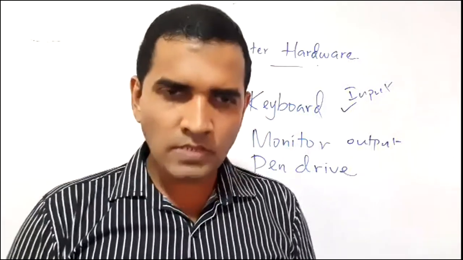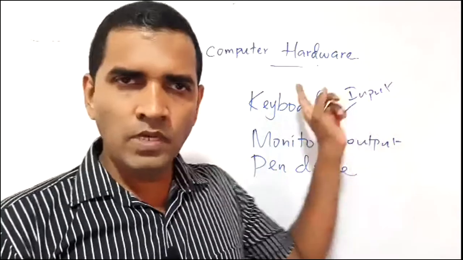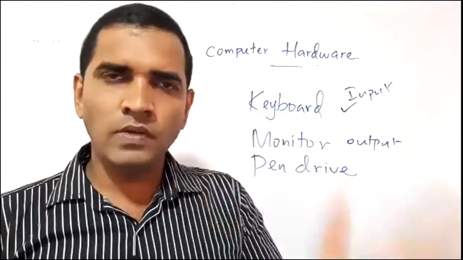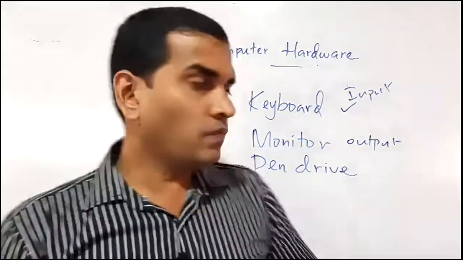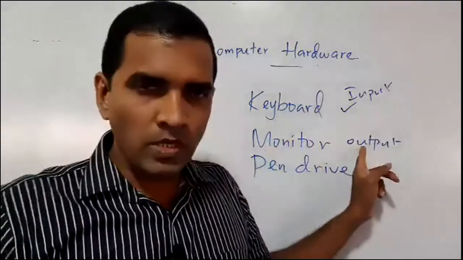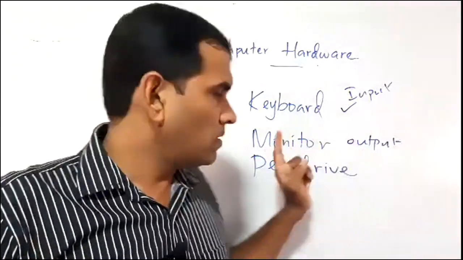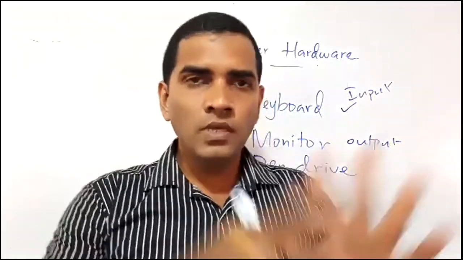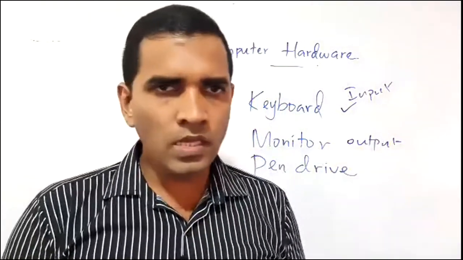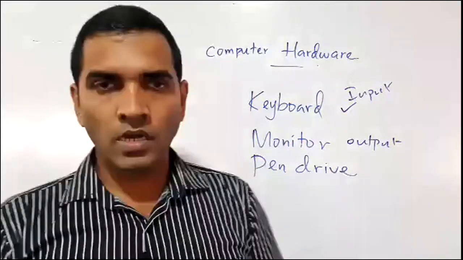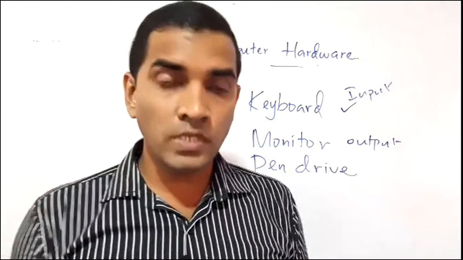So now you can easily understand that every device I mentioned on the board has different functions. What is the function of a keyboard? It's input. What's the function of a monitor? It is bringing the output. What about the pen drive's role? It is storing. But they are all hardware. Keyboard is a hardware, monitor is a hardware, and pen drive is a hardware. But they have different functions. So come to the point.